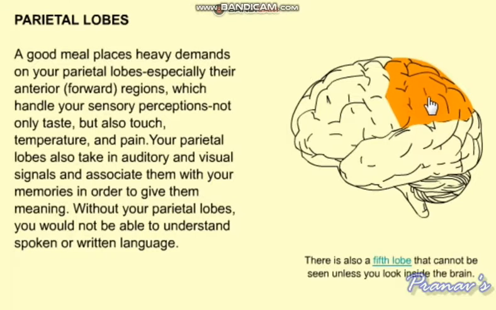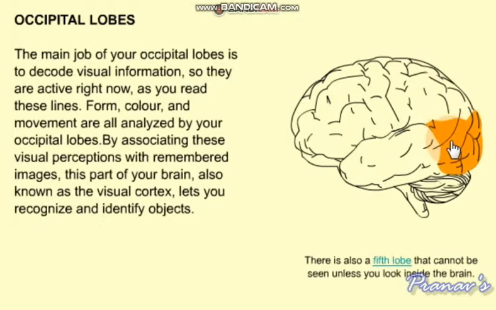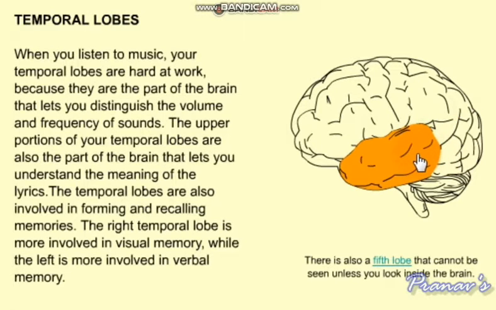Then we have the next lobe, the occipital lobe. The main job of your occipital lobes is to decode visual information, so they are active right now. As you read these lines, form, color, and movements are all analyzed by your occipital lobes. By associating these visual perceptions with remembered images, this part of your brain, also known as the visual cortex, lets you recognize and identify objects.